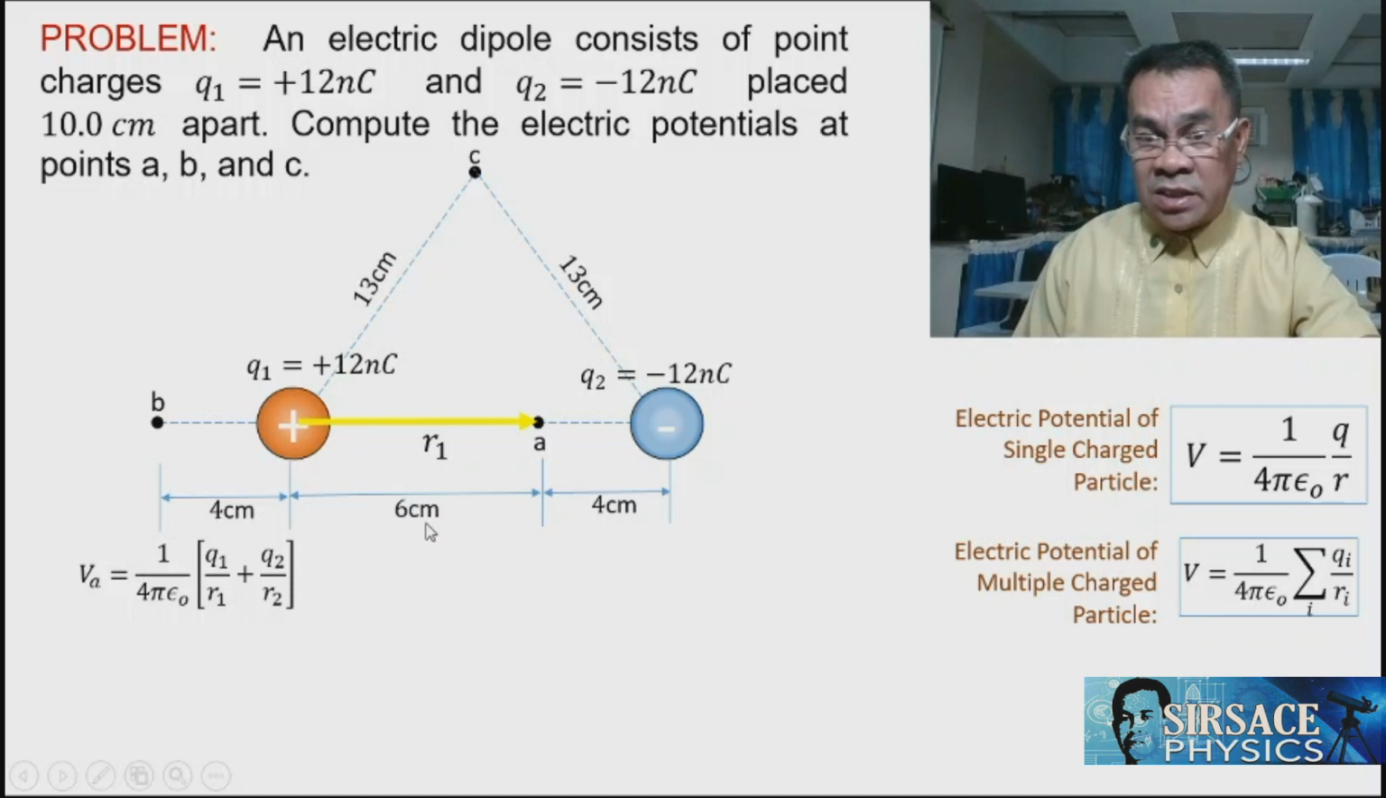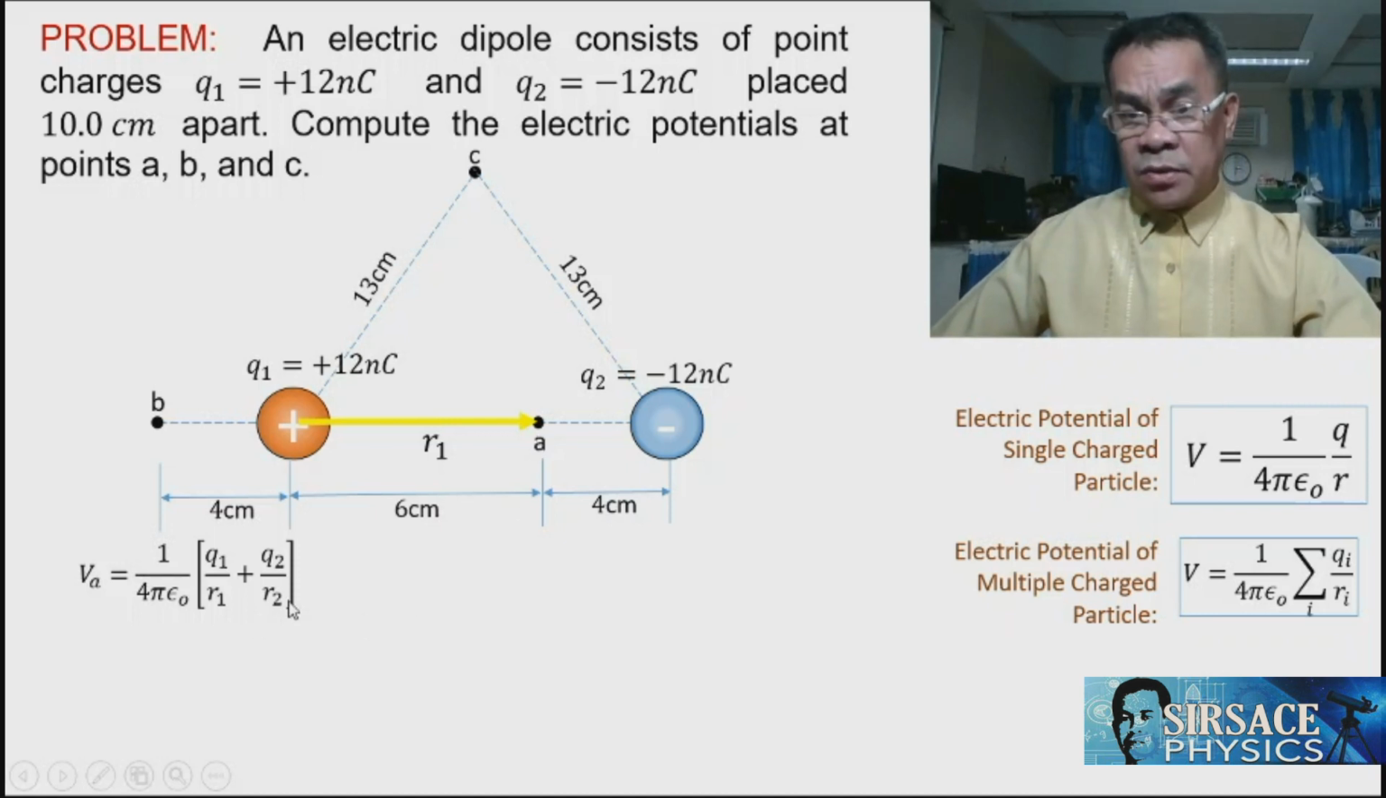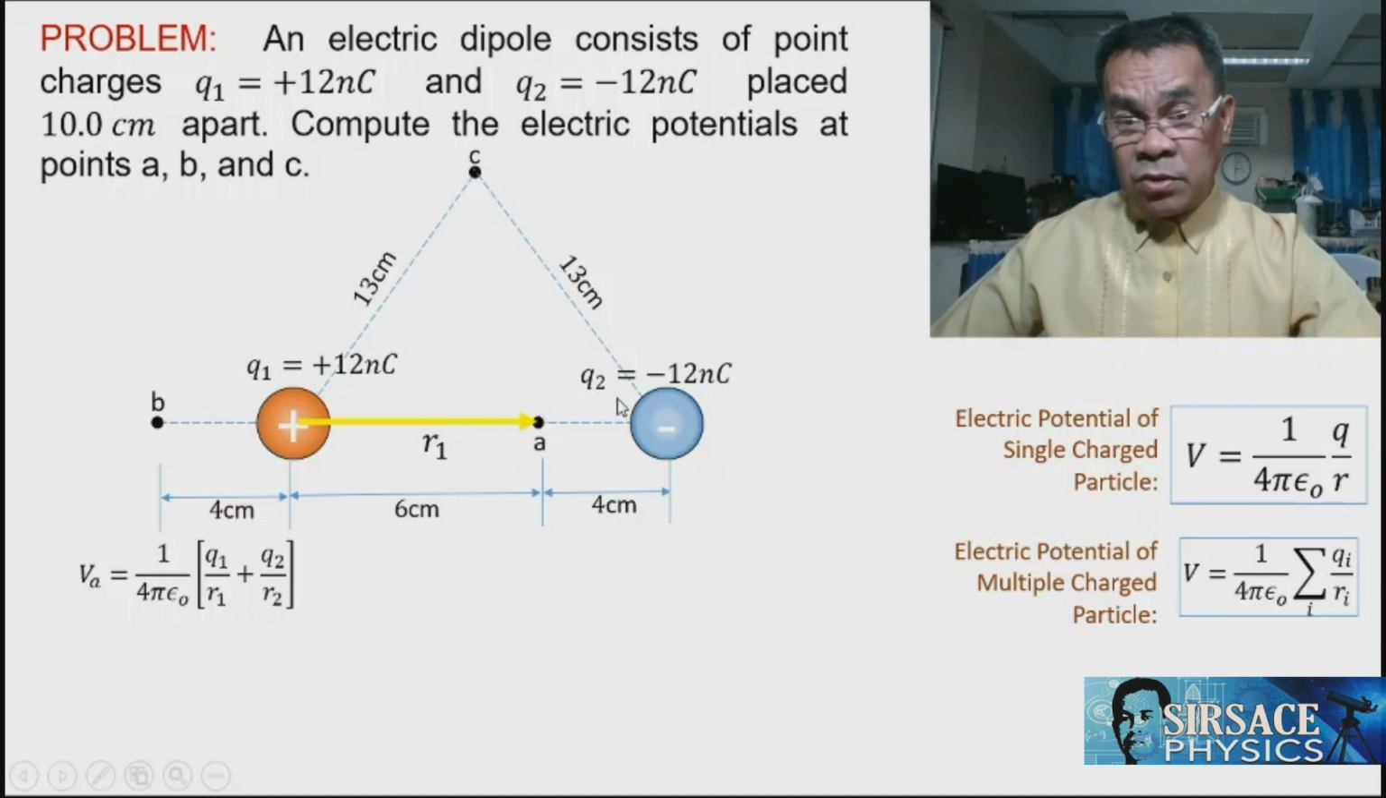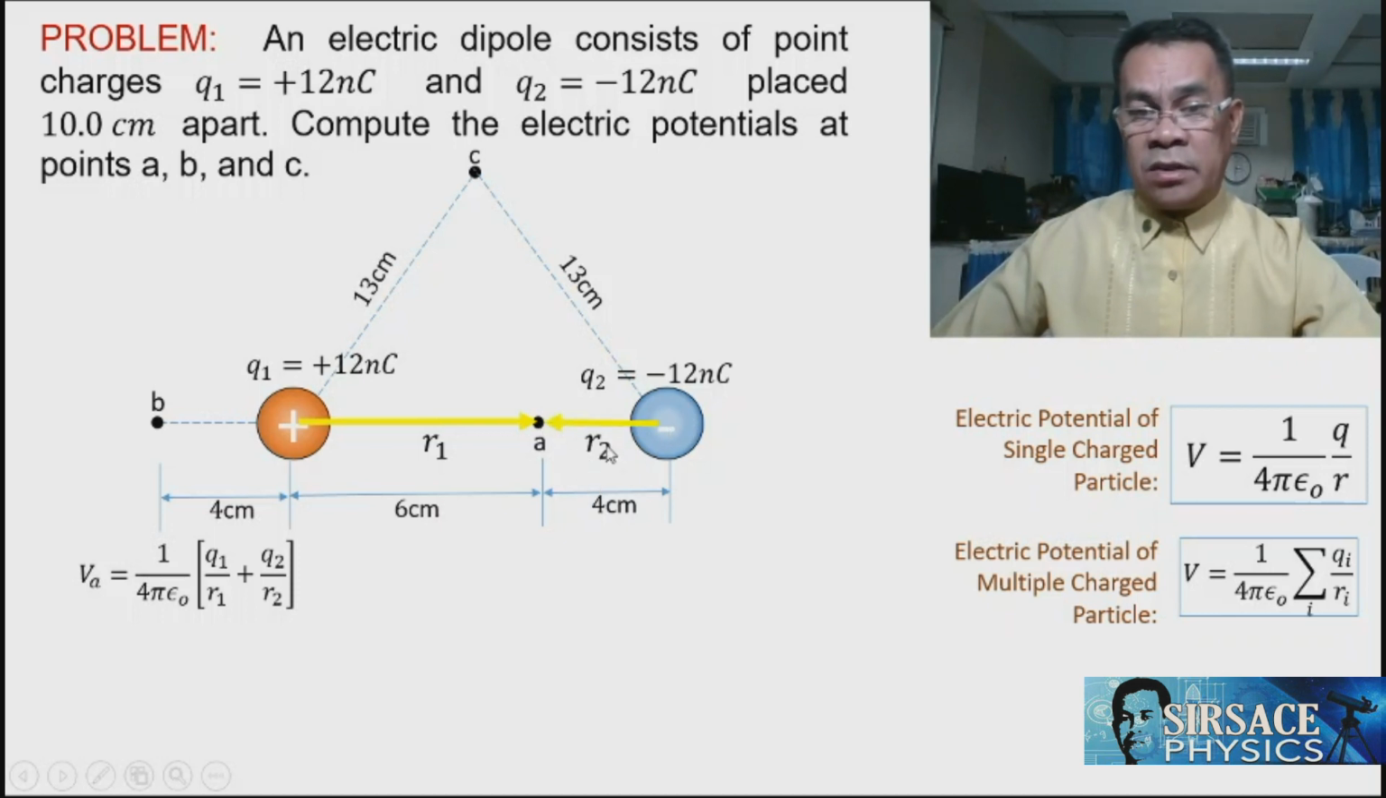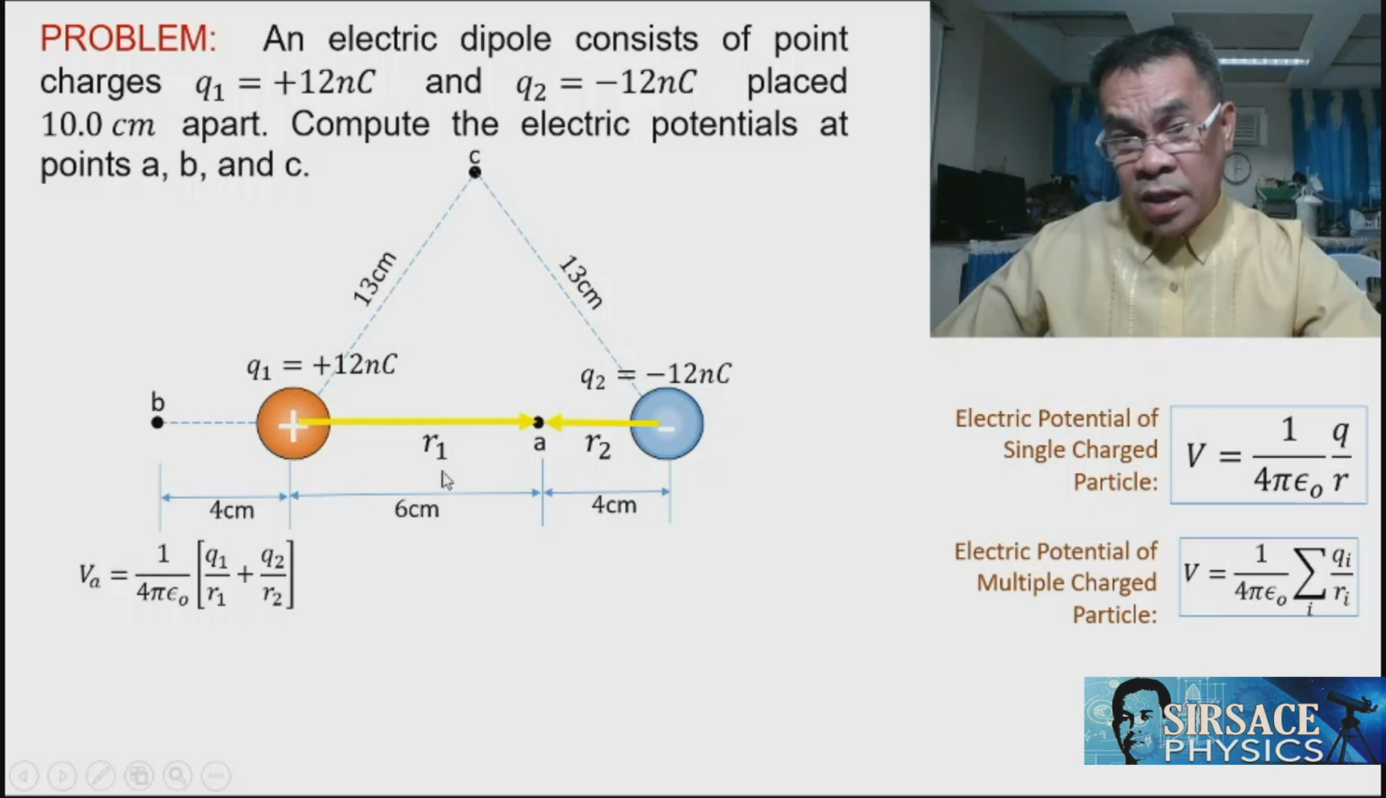Now in this case, R1 is 6 centimeters, because this 6 centimeters is from center to center. R should start from the center of the charge towards the point of interest. Now where is R2? R2 is the distance from charge 2 towards the point of interest. So the R2 is 4 centimeters. So we will substitute here R1 to be 6 cm, R2 to be 4 cm. And this one is Q1 and this should be Q2. Take note, negative. So you have to use the negative sign algebraically.